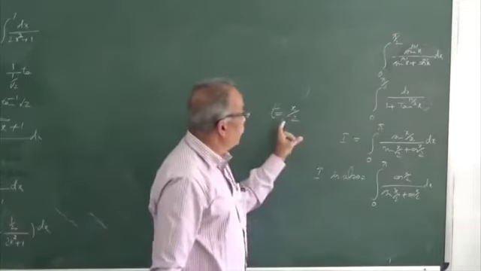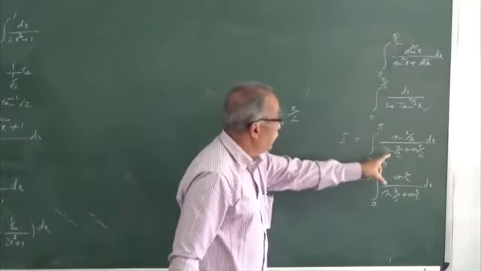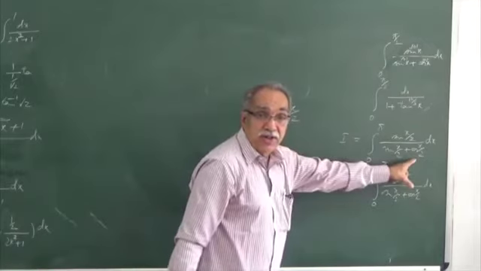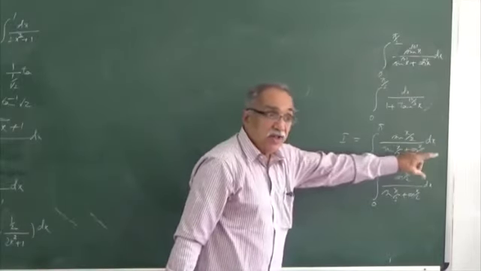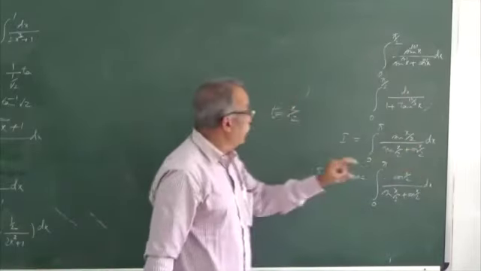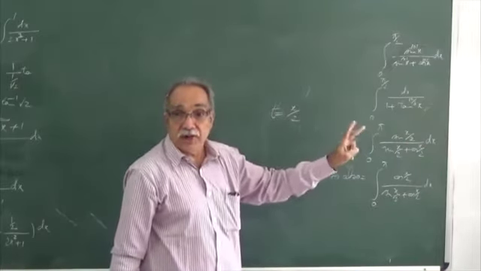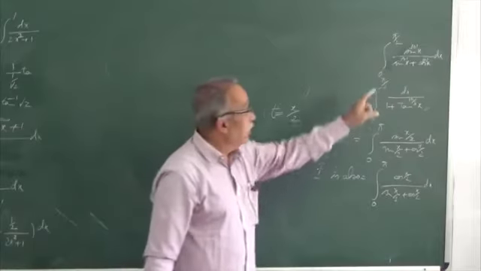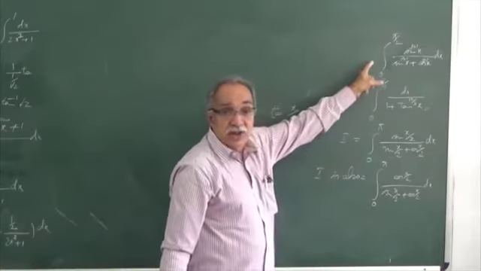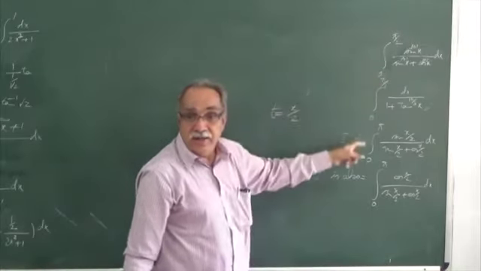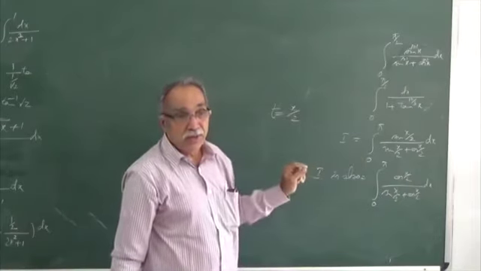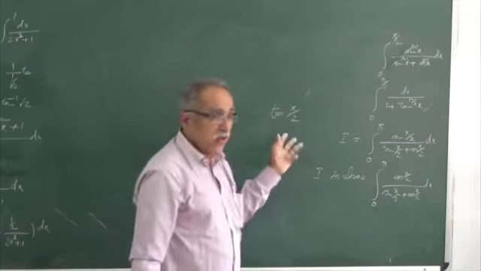The integrand will become sin t by sin t plus cos t, with an additional constant factor, since dx will be twice dt. One constant factor 2 will appear there. So it will be twice this integral. This is pi by 4. Twice that value of this integral will be pi by 2. That way also you can obtain it.